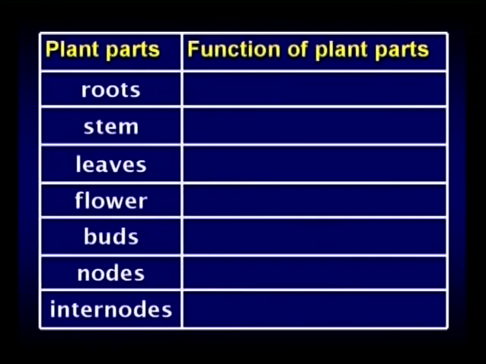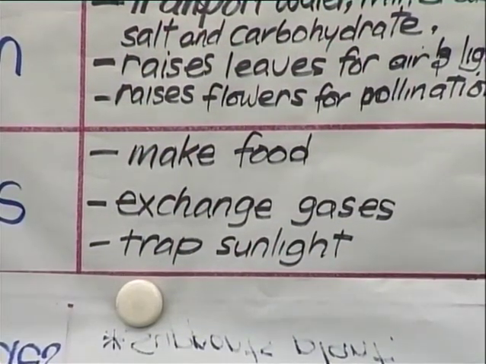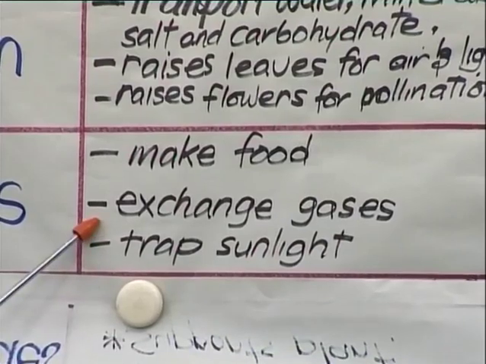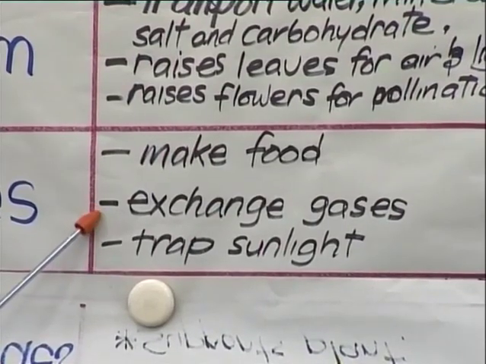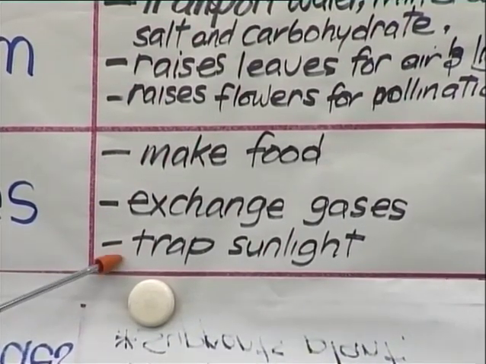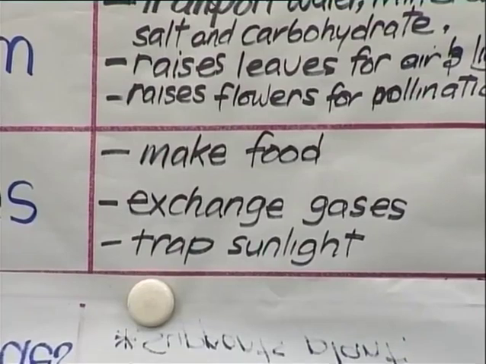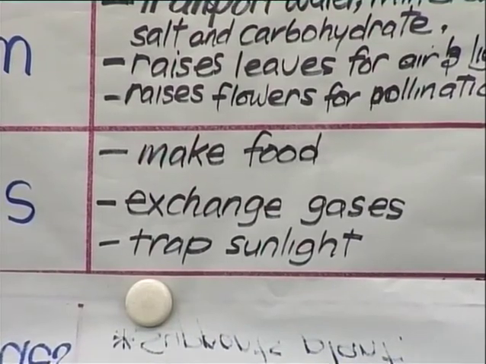Okay, let's have a look at the functions that we have for the leaves. There are three main functions of the leaves. The first one is to make food, as Felicia has said, through the process of photosynthesis, which you will look at in our later lessons. Secondly, exchange gases, carbon dioxide and oxygen. And the third function is to trap sunlight. Which should have been first, they trap sunlight and use that with other elements to make their food for the plants in their leaves.